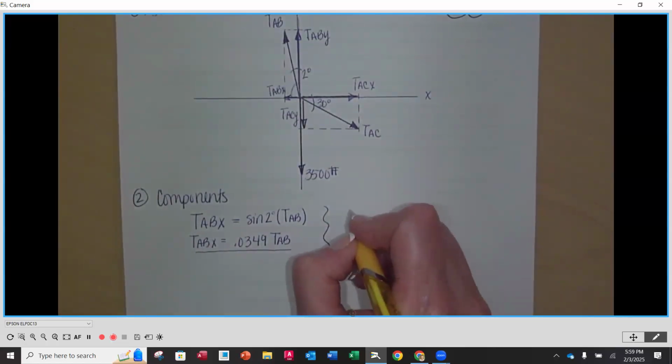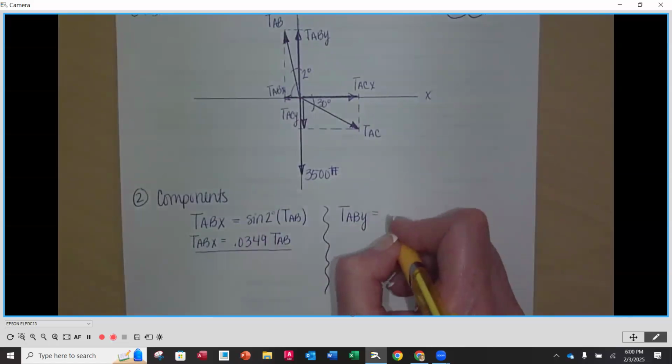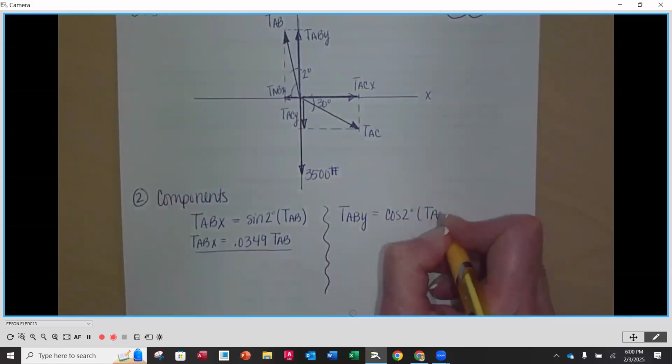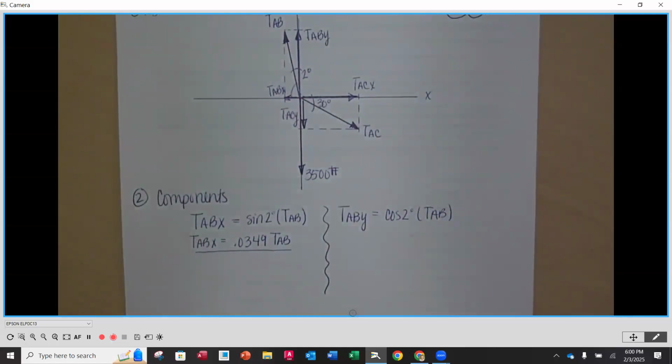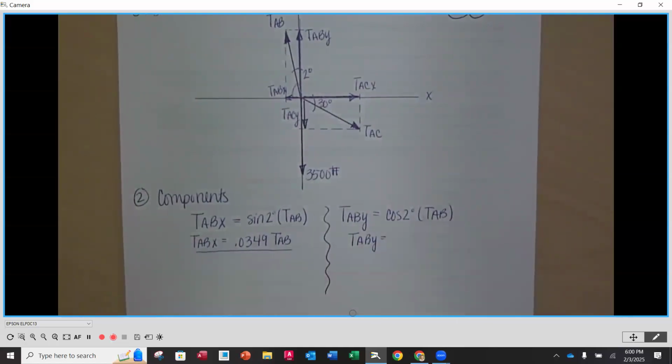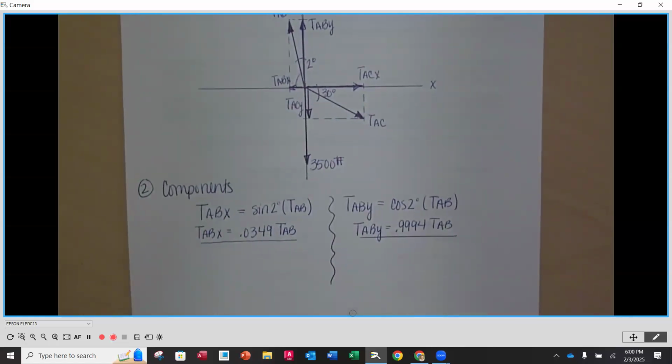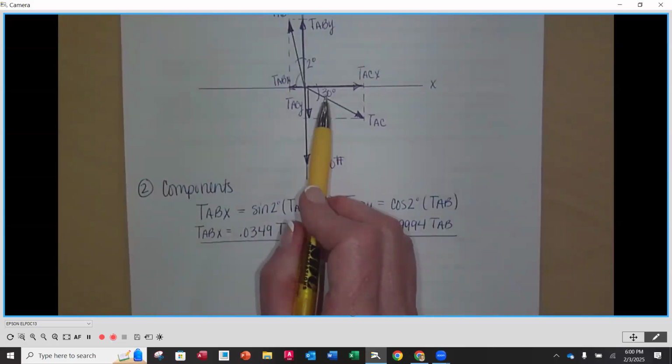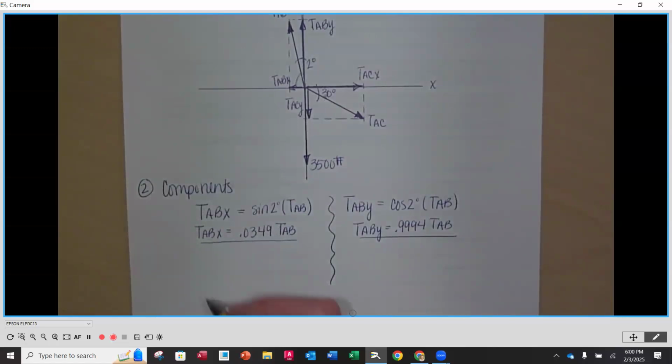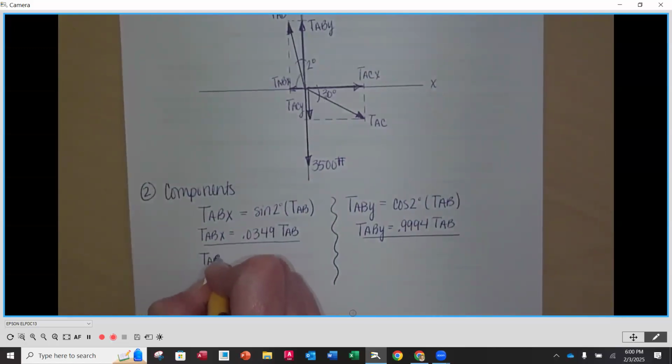Then what I'm going to do is over on the right-hand side here, since I'm on TAB, I'm going to do the y component. So since I used the sine of 2 degrees here, I'm going to use the cosine of 2 degrees times TAB. But again, you can also use the sine of 88 degrees, right? We'll get the same answer. So TABY. Okay. And then you're going to do the very same thing, but using the other angle, this time 30 degrees for TAC. So you want to get the X and the Y components. TACX. This one's going to be cosine of 30 times TAC.